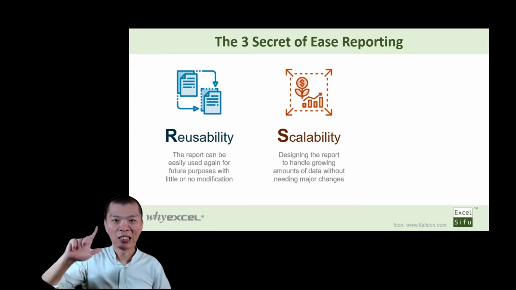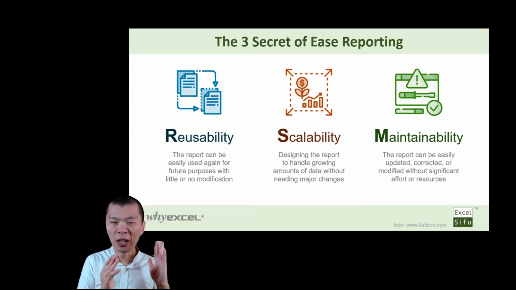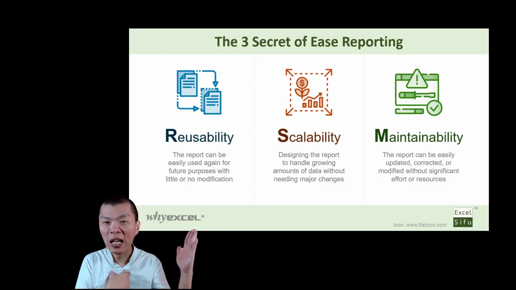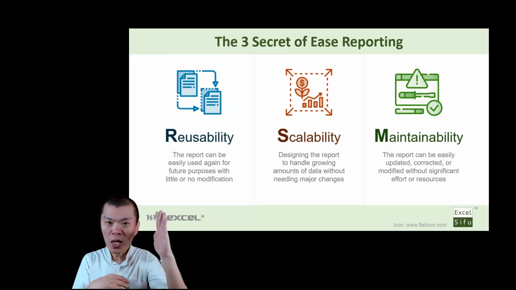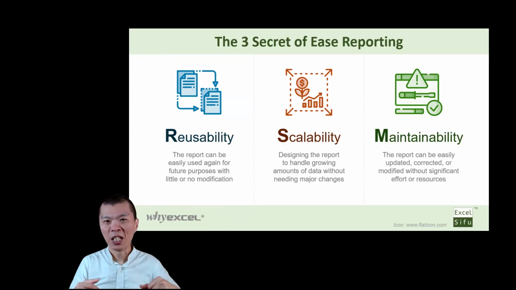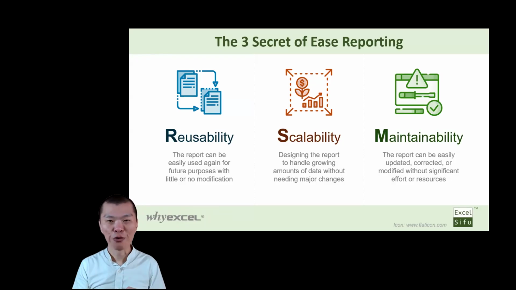We have R, S, and the last one is M, maintainability. We want to make whatever method we have used easy to adjust in the future. If I have an additional column using a normal formula, I will need to switch the formula to refer to a different column. That'll be a bit tedious. What if the method we use to update is just a button? Click, refresh, and job done. Power Query allows us to go through all those things.